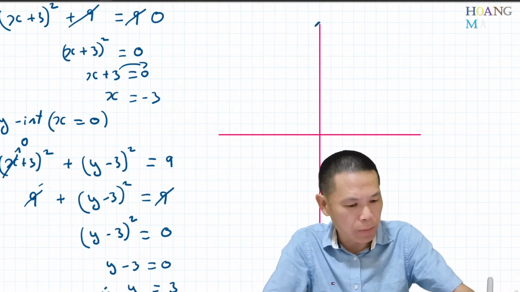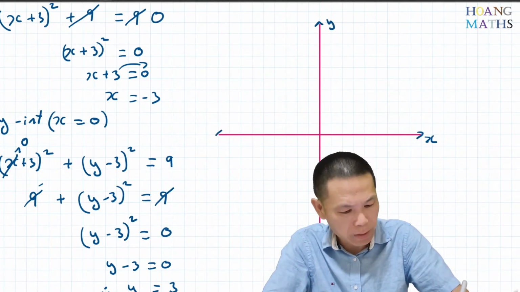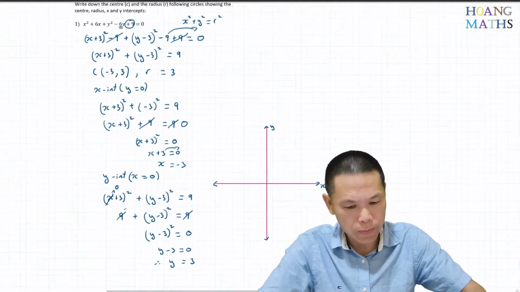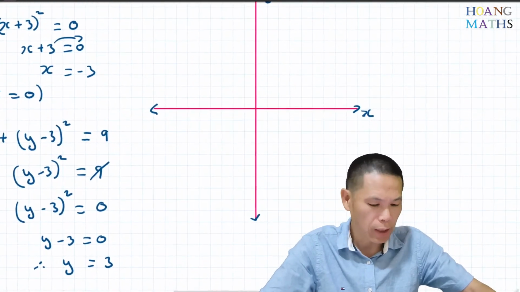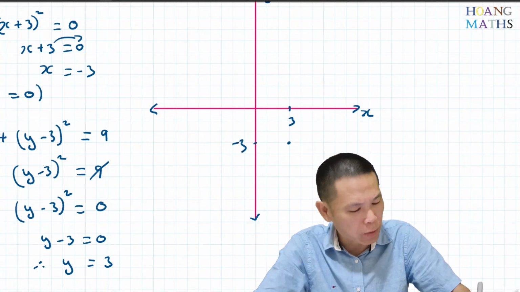So let me just label this. This is y, this is the x-axis. And the center of the circle is negative 3, 3. And the radius is 3. So this is negative 3, 3 here. And the radius is 3.